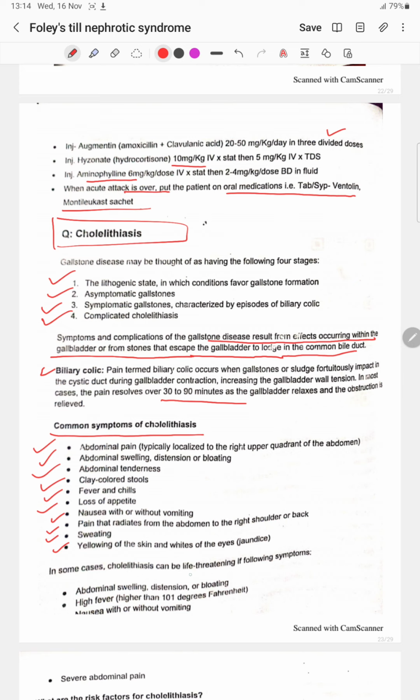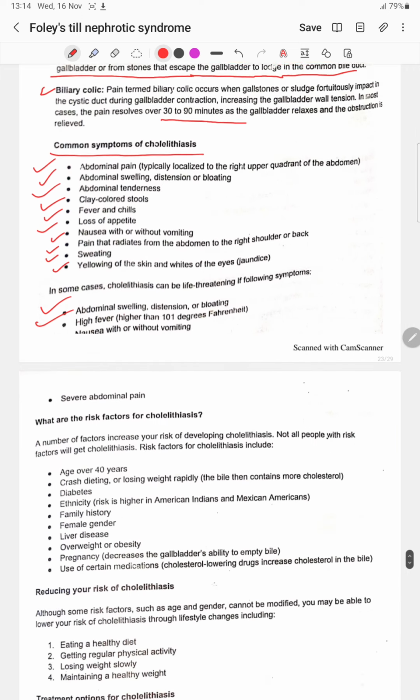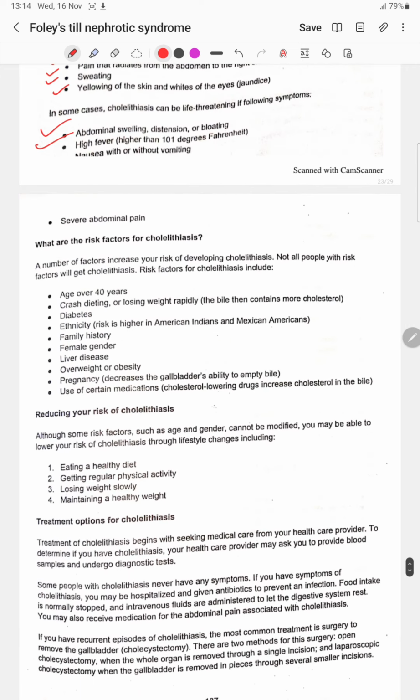In some cases, cholelithiasis can be life-threatening with the following: abdominal swelling, distension, bloating, high fever higher than 101 degrees Fahrenheit, nausea with or without vomiting, and severe abdominal pain. What are the risk factors for cholelithiasis? A number of factors increase the risk of developing cholelithiasis. Not all people with the risk factors will get cholelithiasis.